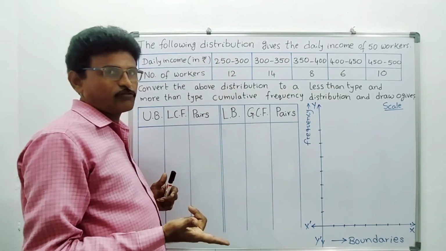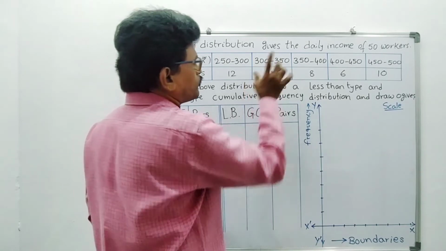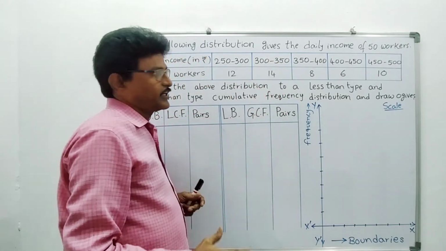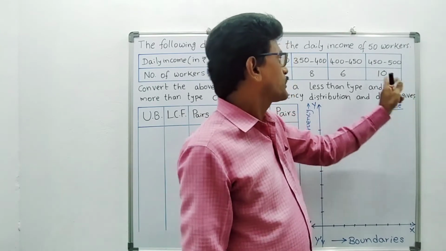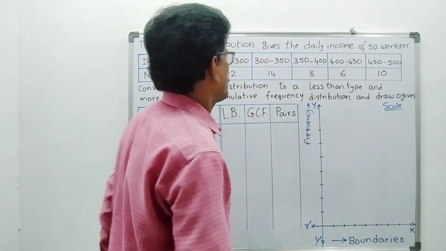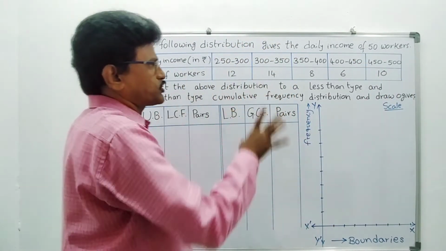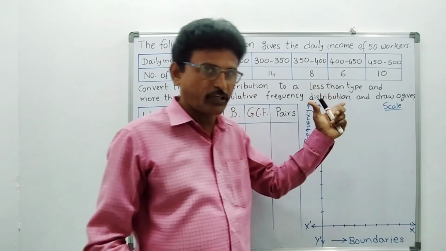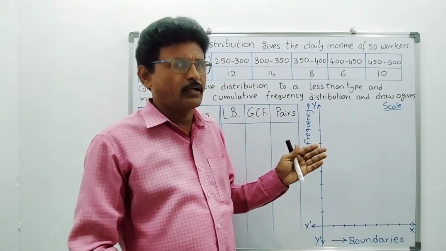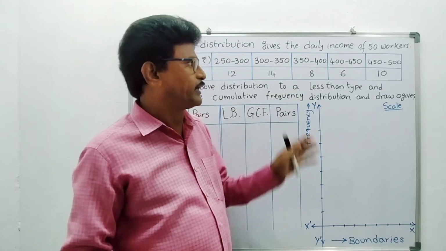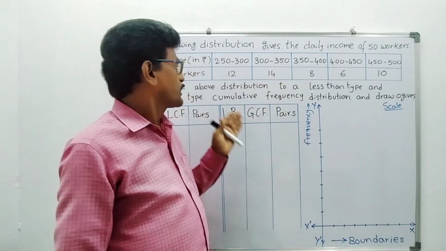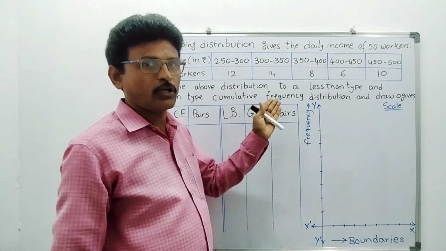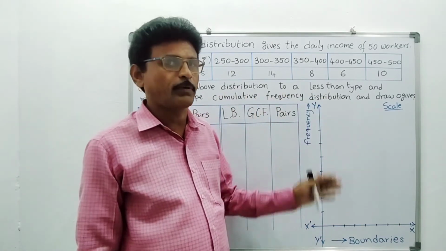Okay, that is number of workers means frequency. 300 to 350, 40 members are getting. Like that, 450 to 500 daily income, 10 laborers are there. Now convert the above distribution to a less than type cumulative frequency and plot the graph. Actually, in the textbook, that problem is there. Change this one to less than cumulative frequency distribution and plot the graph.